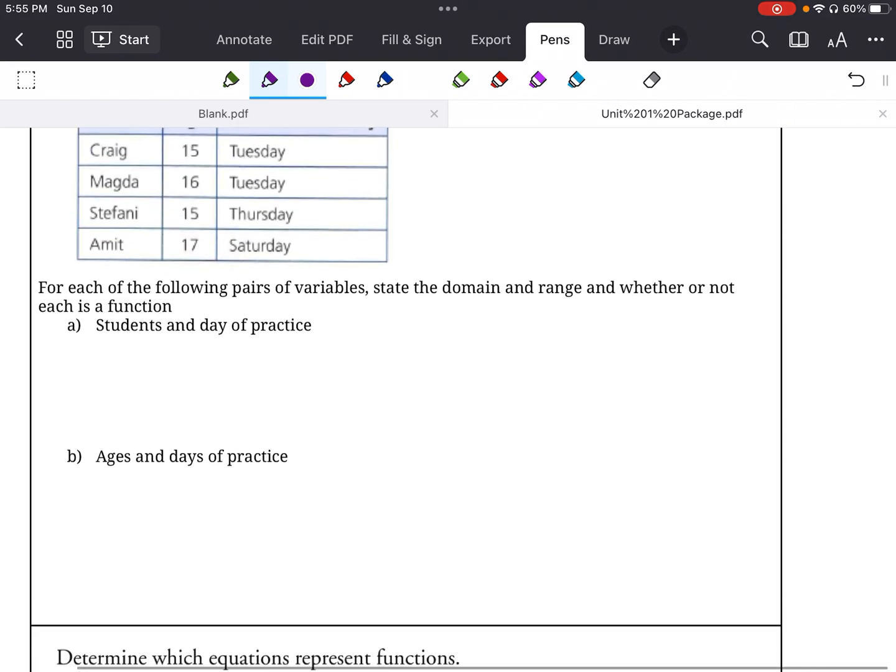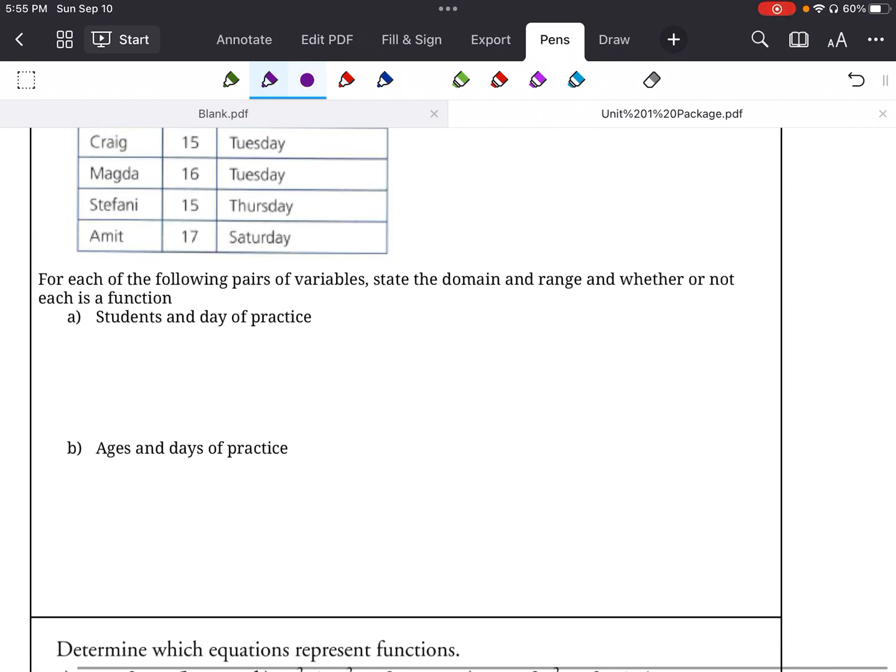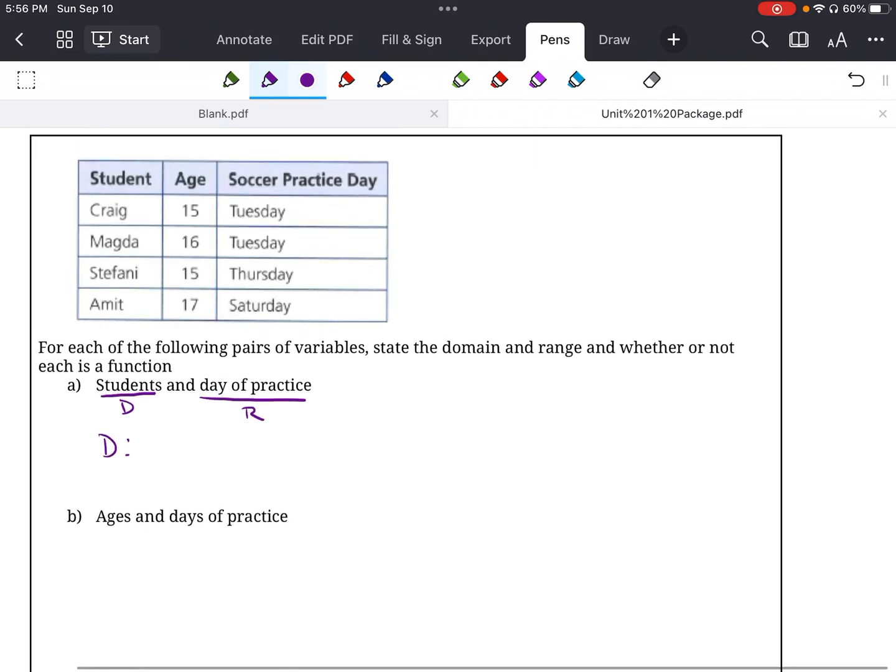Okay, so students and day of practice. So when it gives you an order, this is going to be your domain. The day of practice will be your range because it's telling you which one to do first. So the domains, when it's names and specific numbers, you don't do the XER because there are no decimals, especially when we're talking about names. But the domain, the students, we just write the student names.